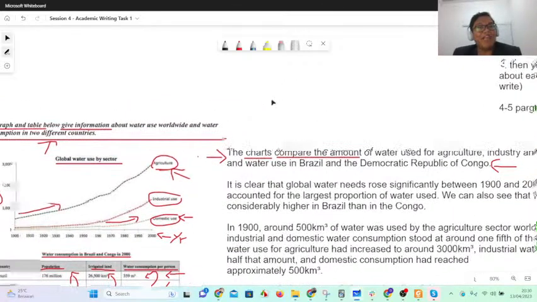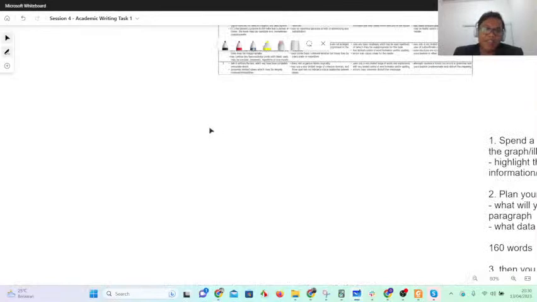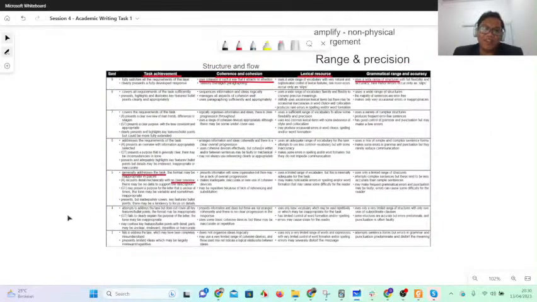Sometimes you will have data that projects the future, or very recent data, so you might need to use future tense in some cases. But a lot of them are usually past tense. Only the first paragraph is in the present tense. All right, so now let's move on to the coherence and cohesion.